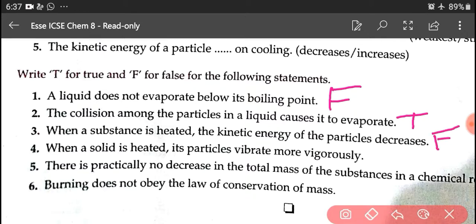Then when a solid is heated, its particles vibrate more vigorously. True. There is practically no decrease in the total mass of the substance in a chemical reaction. Answer is true. At last, burning does not obey the law of conservation of mass. False.